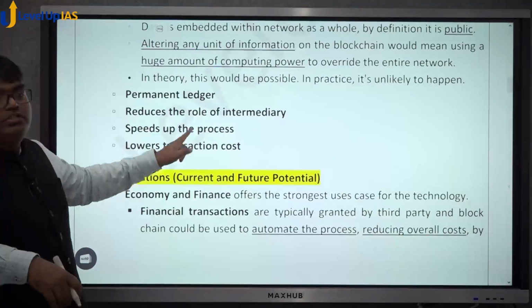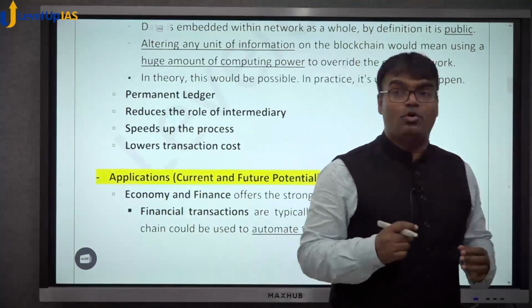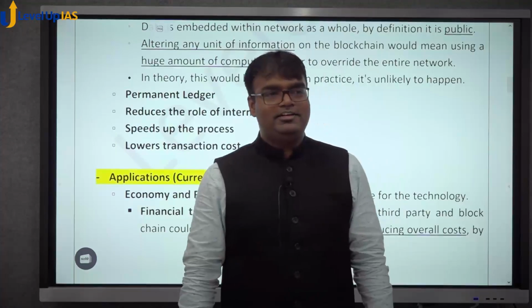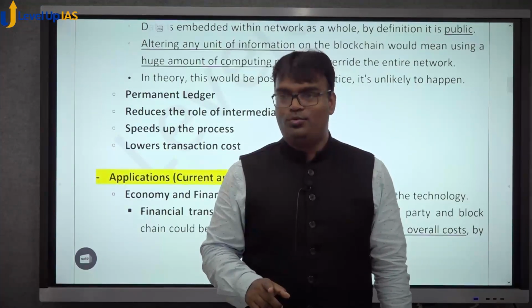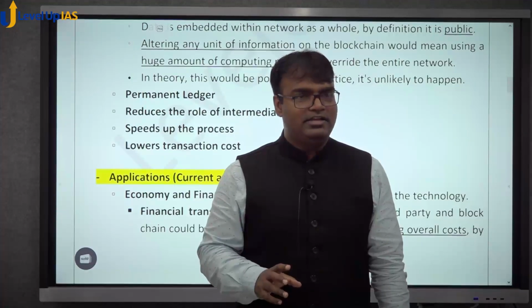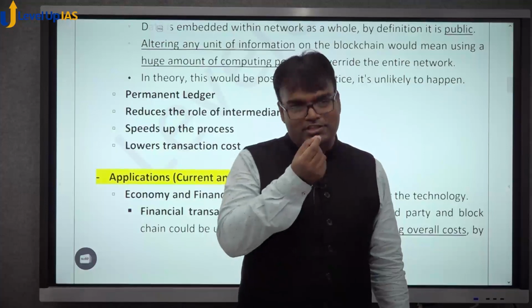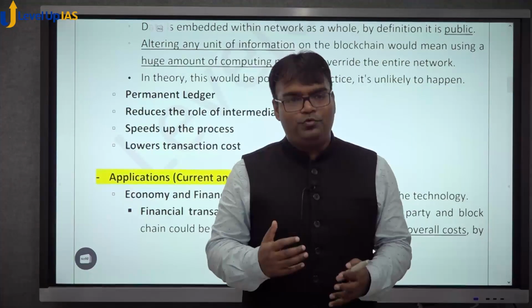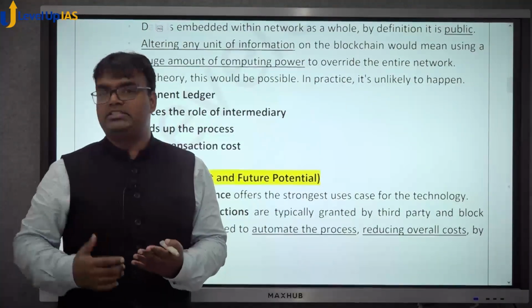Then it reduces the role of intermediaries. In all these things, I spoke in the beginning about shares of a company. Did we need a stock exchange? No. Did we need intermediaries in between who take their share, saying give me this much cut on every transaction? No. The role of intermediaries is reduced and things become fast track.